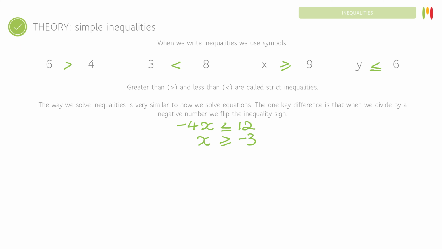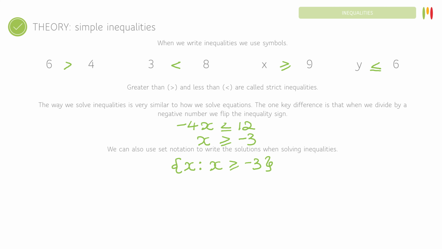We can also use set notation to write the solutions when solving inequalities. So we can write an open curly bracket, followed by x, then followed by a colon. We then write the inequality, which is x is greater than or equal to minus 3. We then end with curly brackets.